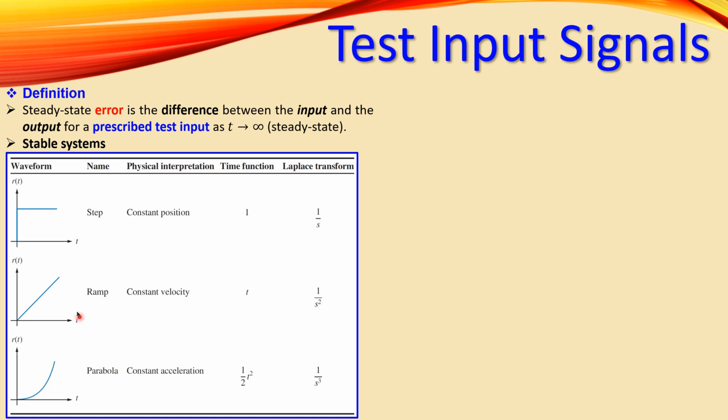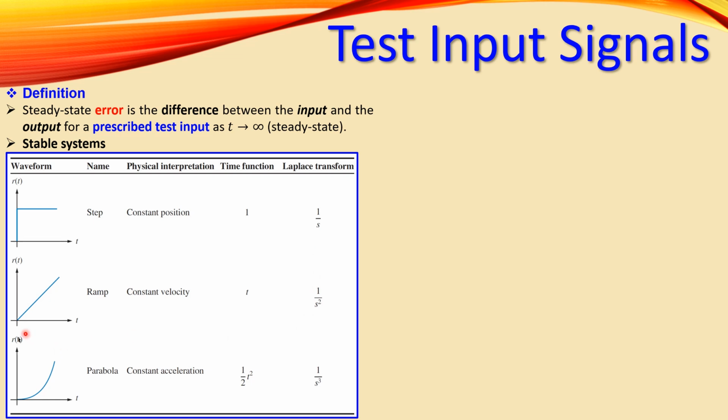We also have another waveform, which is shown here as a linearly increasing waveform, which is called a ramp. A physical interpretation of that is constant velocity. In time domain it is given by t, and if you convert that to the Laplace transform, that will give you 1 over s squared.